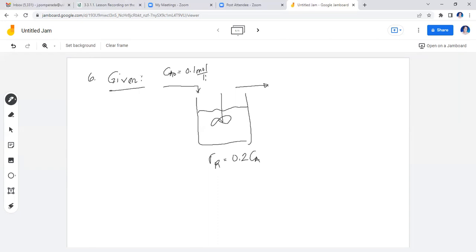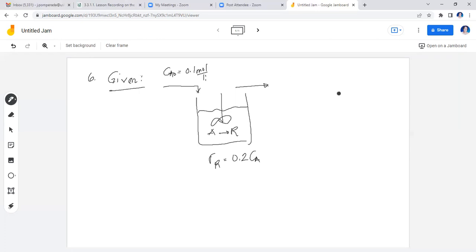So another given, Jericho, can you give me another information? The reaction, and that's for every 1 mole of A, we have 1 mole of product R. Okay, so we have it here.